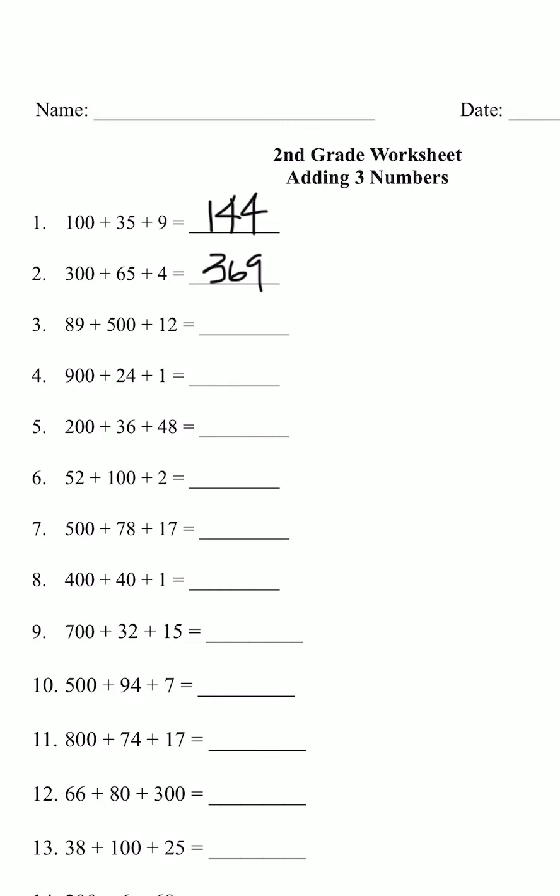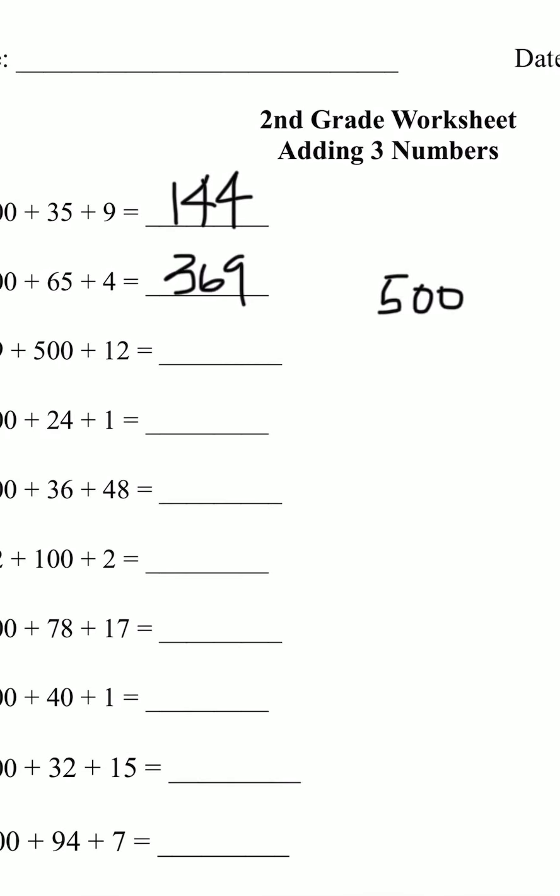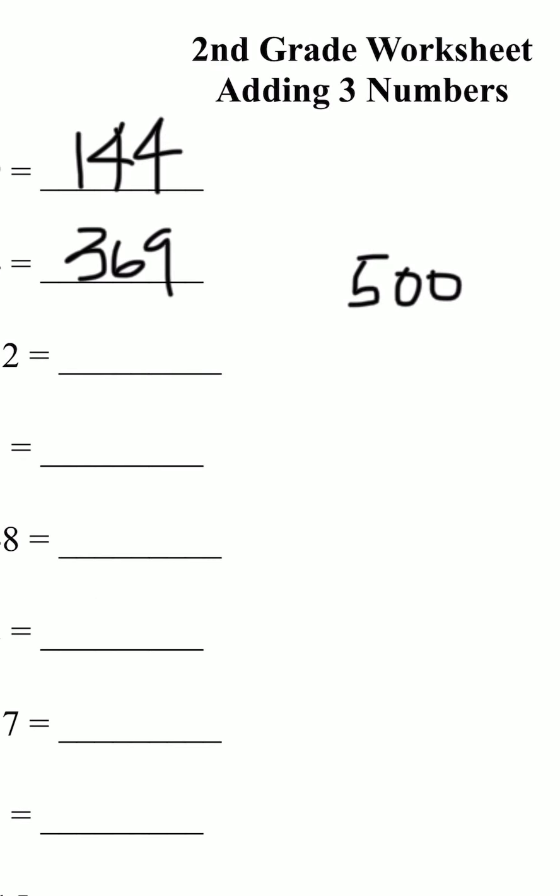Now we're going to do number 3. So we always write the number with more digits on the top. So we have 500 plus 89. 0 plus 9 is 9. 0 plus 8 is 8, and the 5 drops.